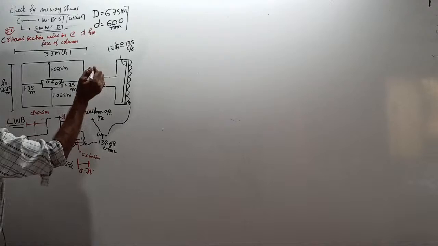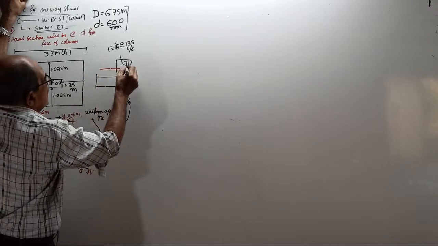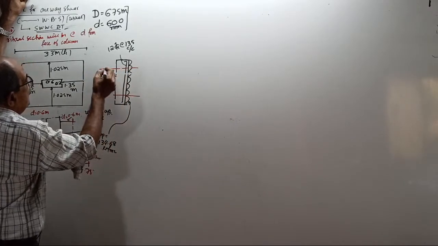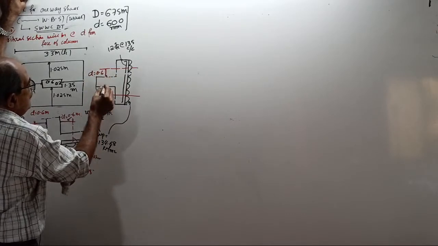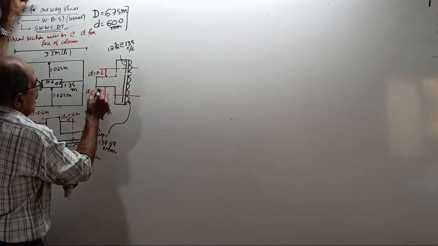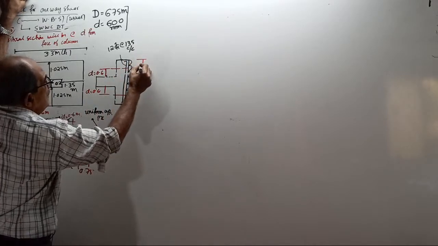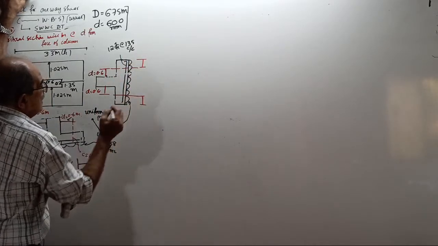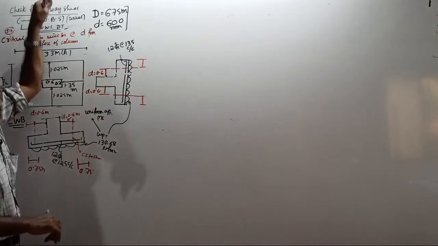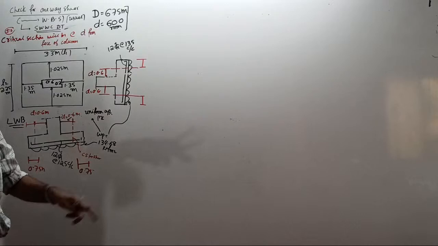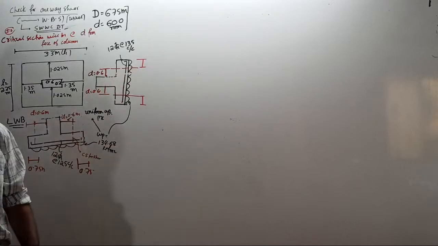Okay, come here. Critical section is here. This is at d, d equal to 0.6 meter. This is also d, d equal to 0.6 meter. Therefore, tell me what is this projection. From 1.025 subtract 0.6.